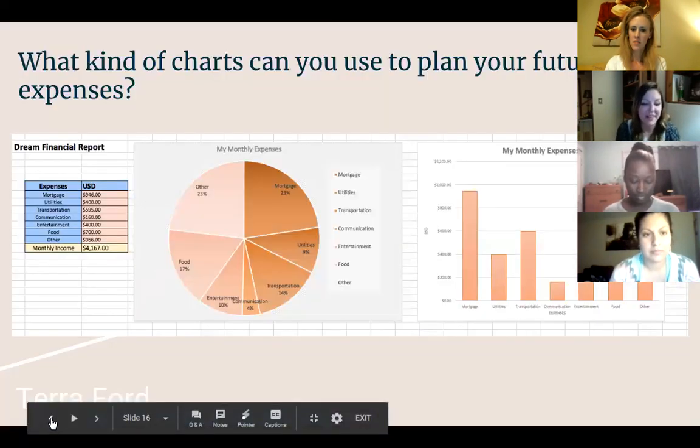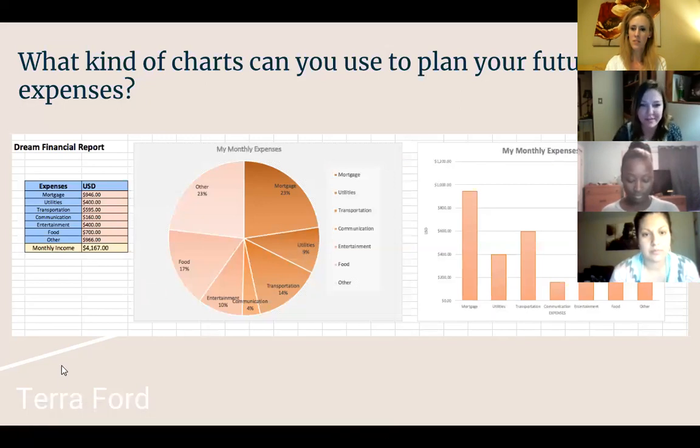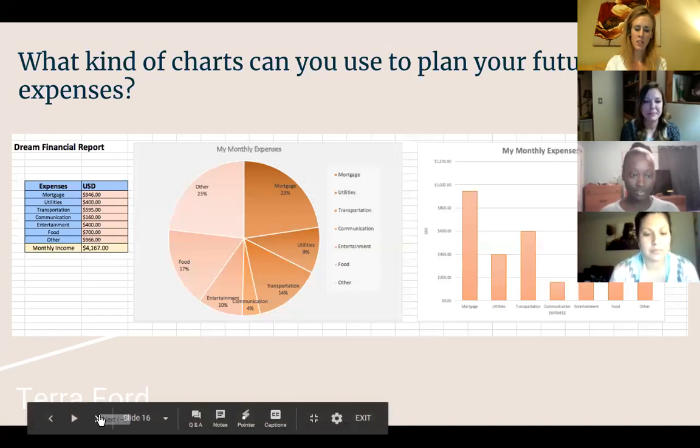By looking at these, you can see if you're trying to save money and moving isn't feasible to cut costs, you would want to find a way to cut down on your monthly food bill. Interesting.